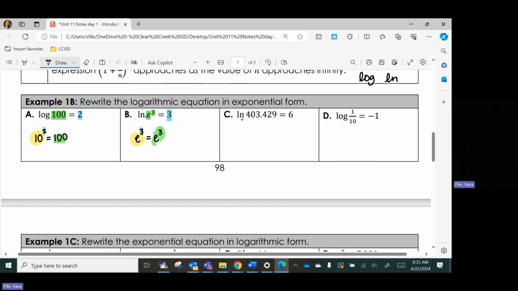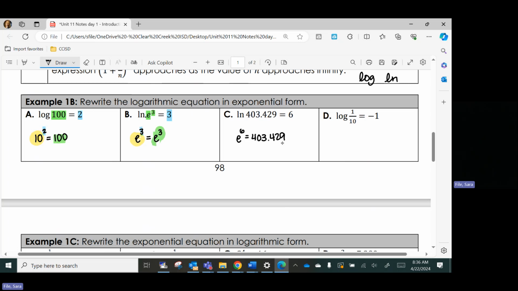All right, let's try it with C. Natural log again, no base written because it's a natural log. It's understood base E. The power is 6. That must equal this decimal, 403.429. And you could check that in your calculator. Remember, you can type E in your calculator just like you can type pi. So you could verify that that's correct.